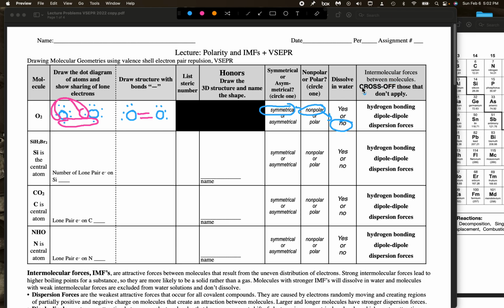And here, this instruction is actually to cross off all those that do not apply. So we don't have these two types of bonding. We only have dispersion forces. All right, I know I did that quick.